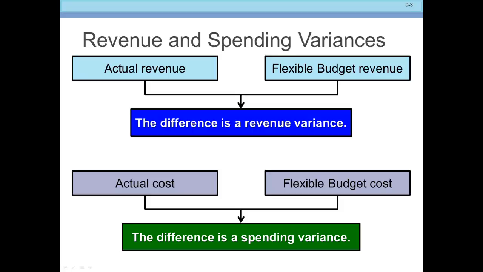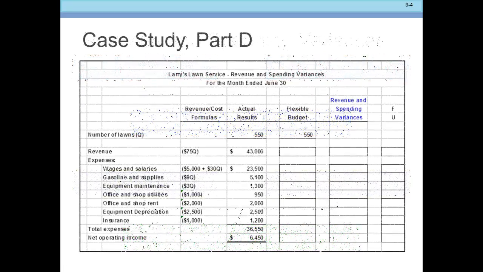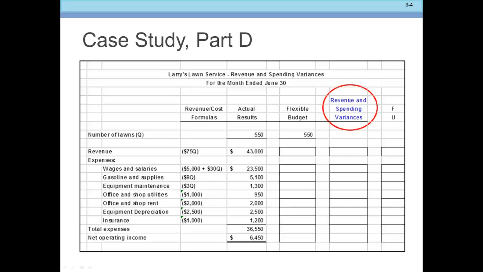Now let's calculate the revenue and spending variances for Larry's lawn service. In your course pack, use the template in Chapter 9 Case Study Part D to complete the flexible budget and variances for Larry's lawn service. Use the same flexible budget you constructed in Part C, just drop the numbers into Part D in the column Flexible Budget. Then calculate the variances by taking the difference between the flexible budget and actual results. Remember, these are called the revenue and spending variances. Pause the video and take a few minutes to complete the template.